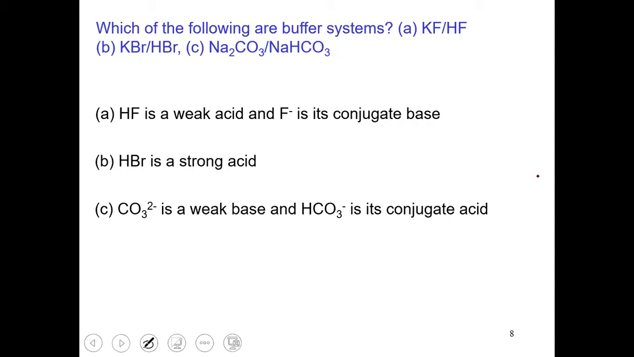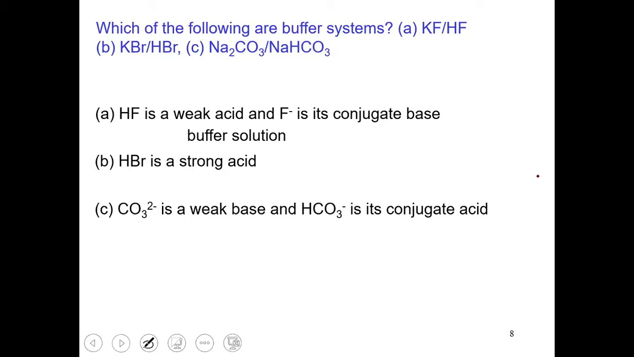All right, so let me give you a few seconds to think about that, and then we'll scroll down one by one. So the first case, we have HF as a weak acid and fluoride is its conjugate base. So would that work? Answer is yes, that will work as a buffer solution, because by definition you have the weak acid and its conjugate base.